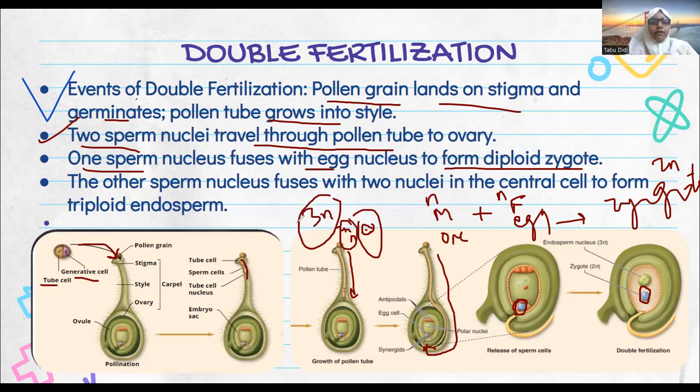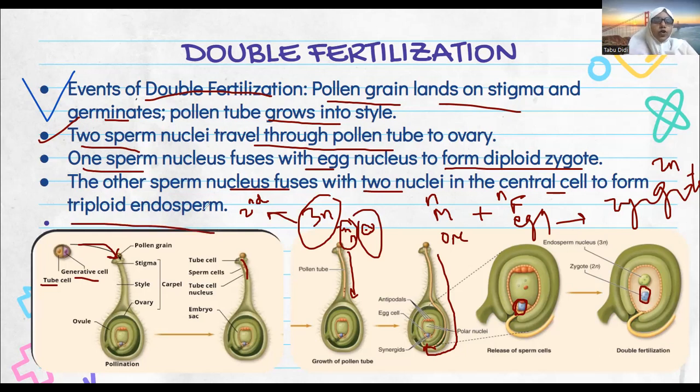This is the second fertilization that is happening. Hence, we call it double fertilization. So in angiosperms, fertilization happens twice. Why? We will see in the next slide. The other sperm nucleus will fuse with the two nuclei in the central cell and it will form the endosperm.